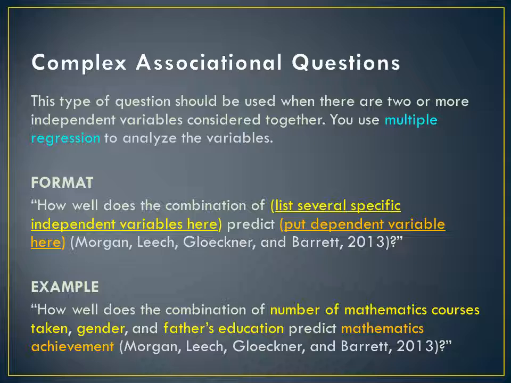A complex associational question should be used when there are 2 or more independent variables considered together. We would use multiple regression to analyze these variables. Look at our example at the bottom. How well does the combination of number of mathematics courses taken, gender, and father's education predict mathematics achievement? Here, if you look at the yellow, we are looking at a group of independent variables. Number of mathematics courses taken, gender, and father's education. And we're looking at how those independent variables predict the dependent variable, mathematics achievement.